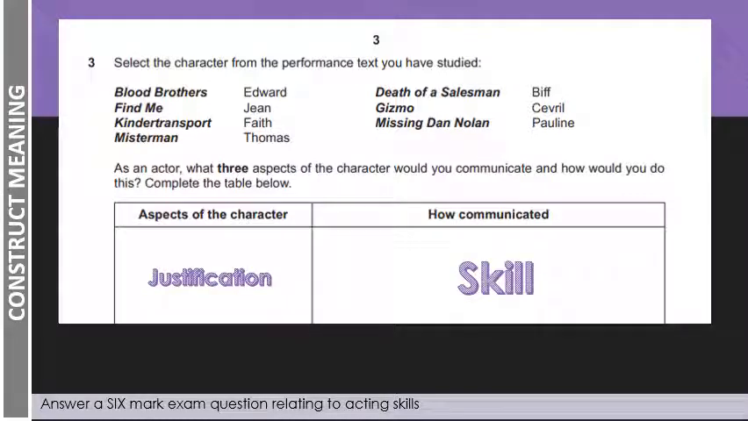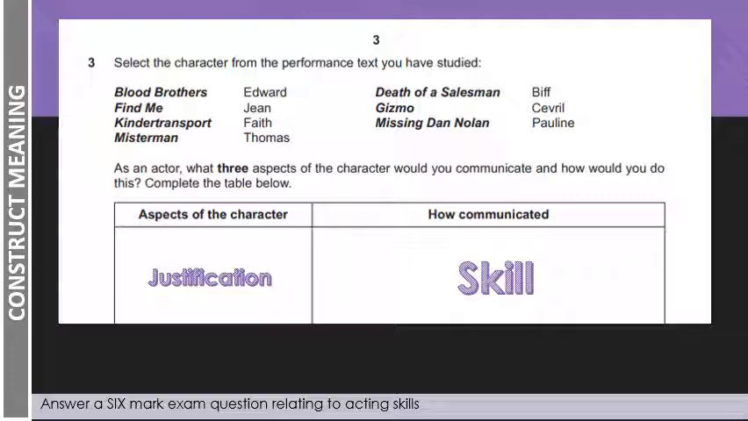Okay, so for example, in the skill, if that was still about voice, I would put harsh tone of voice, and that's how I'm communicating it. Remember that. And the justification is the aspect of the character. So we might say Greg is angry in this particular moment. So the aspect is that anger, and the way I'm going to communicate that is by using a harsh tone of voice or an aggressive tone of voice.